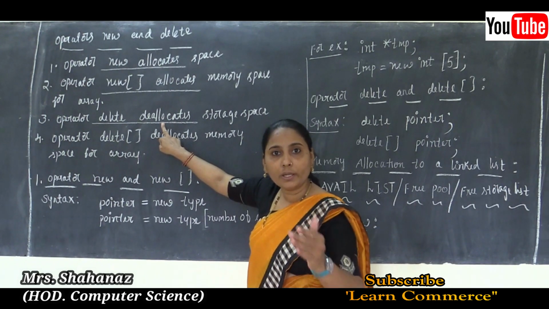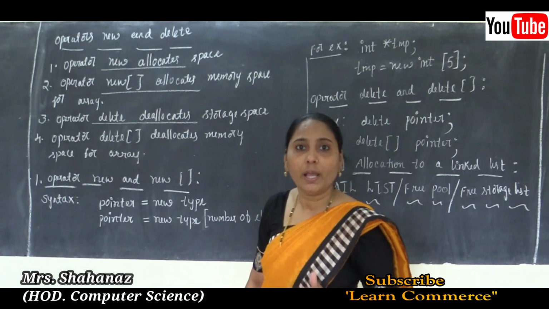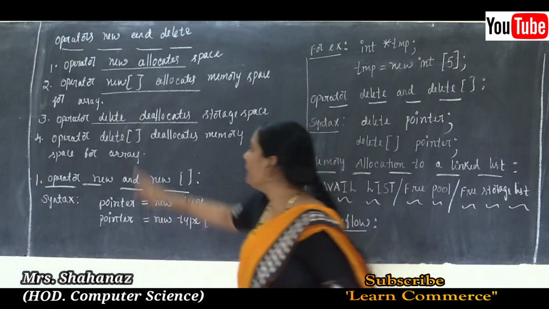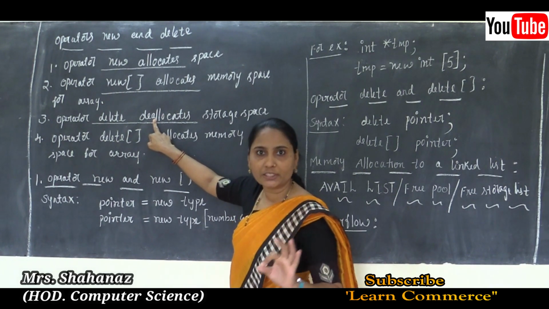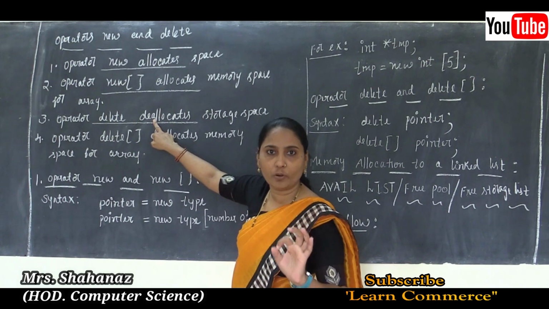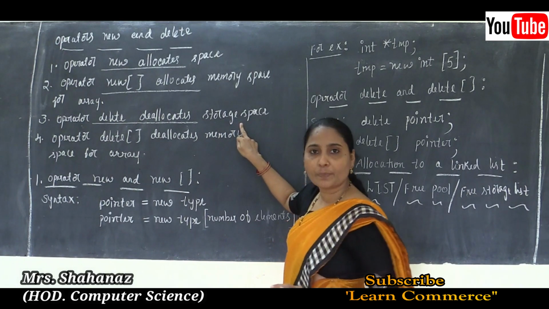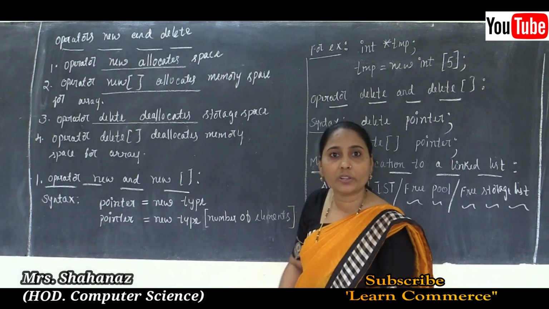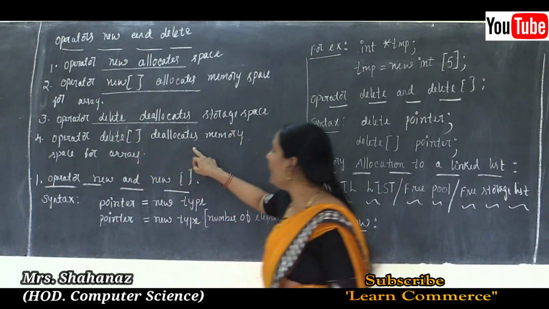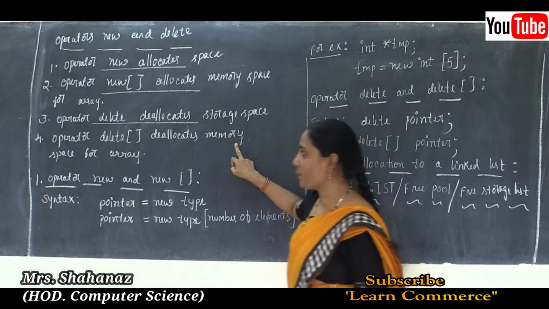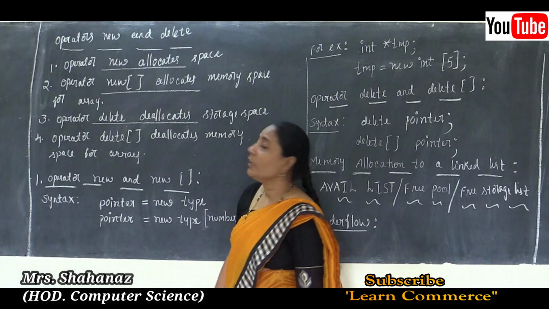Allocation means that if you require memory, such a thing is called the allocation of the memory. But the operator delete deallocates. That means if you don't want the memory space and want to delete it, such a thing is called deallocation. So the operator delete deallocates the memory space or storage space for a single element, and the operator delete size deallocates the storage or memory space for the array. So these are the operators called new and delete.